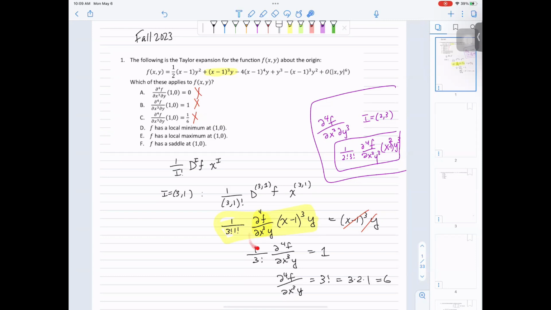And remember, I'm trying to solve for the partial derivative. So it's like you have an equation: this equals this. How do you solve for the partial? I could cancel out the (x minus 1) cubed on both sides and the y on both sides.